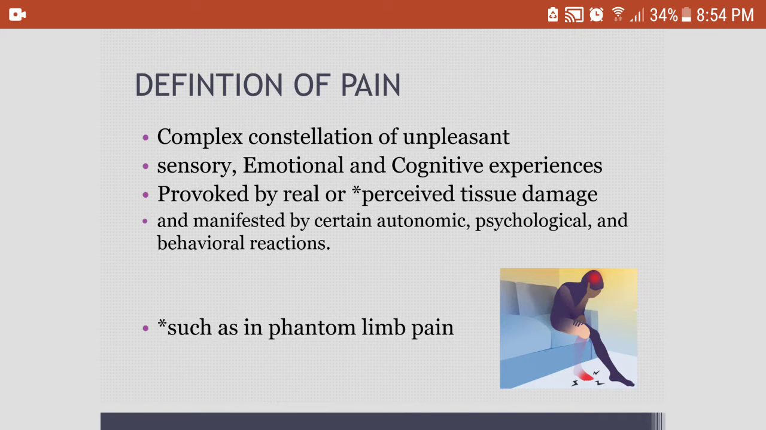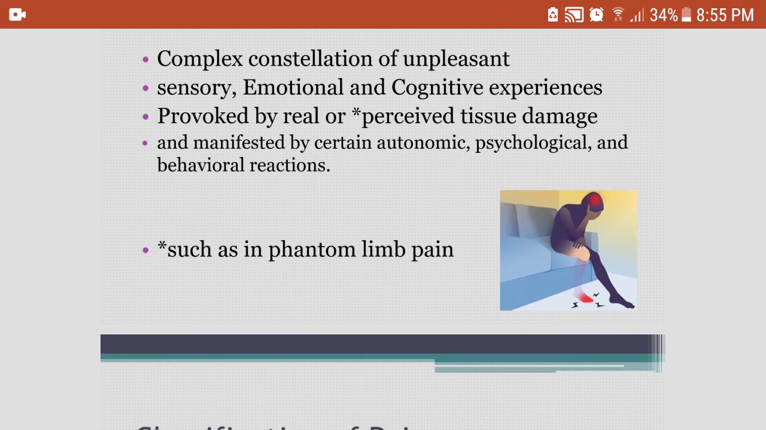Pain is an unpleasant sensory, emotional, and cognitive experience. It is provoked by real or perceived tissue damage. We say perceived tissue damage because sometimes the tissue damage is not real. For example, in phantom limb pain, the patient feels actual real pain in the amputated limb. So it is a perceived tissue damage.